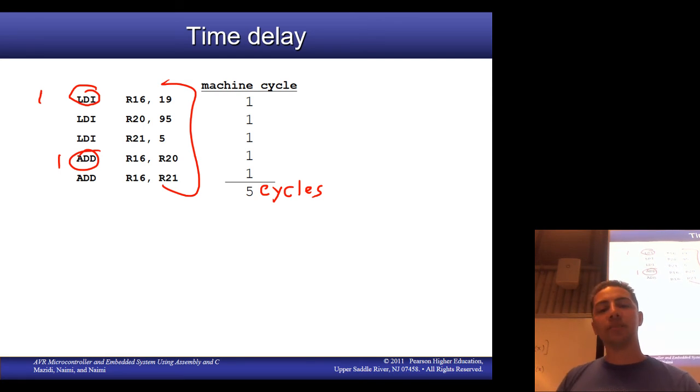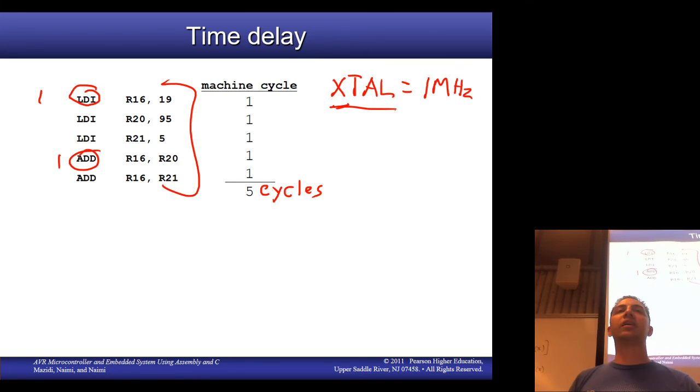Once I say, however, that your crystal frequency is 1 megahertz, now it's very easy to tell me how long this takes in seconds. Because I told you that 1 megahertz means 1 cycle executes every 1 microsecond. So for 5 cycles, that's 5 microseconds. Don't you see why I love 1 megahertz as a clock frequency? 1 cycle, 1 microsecond.